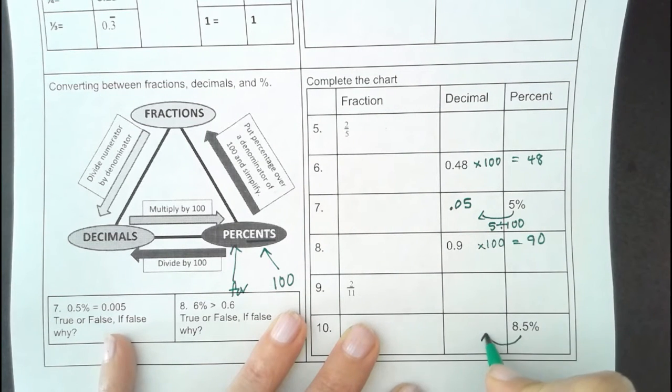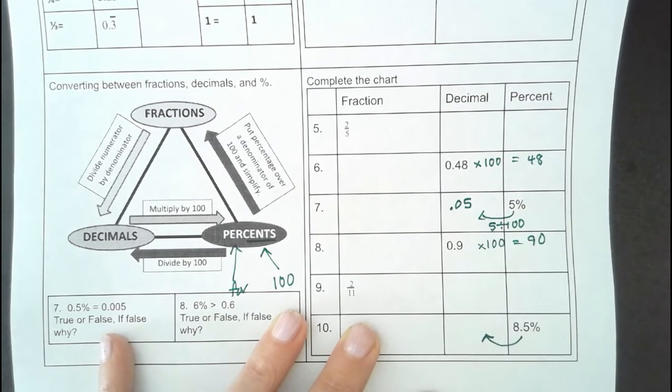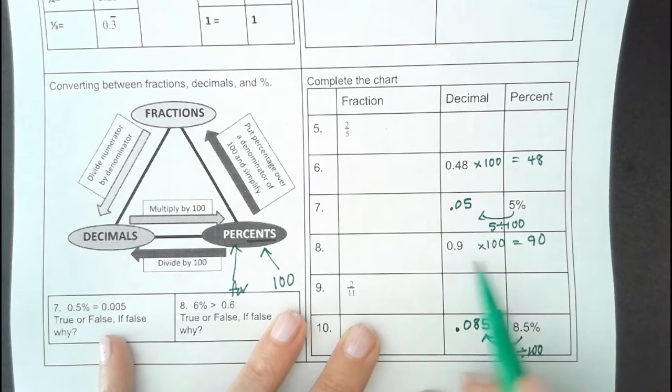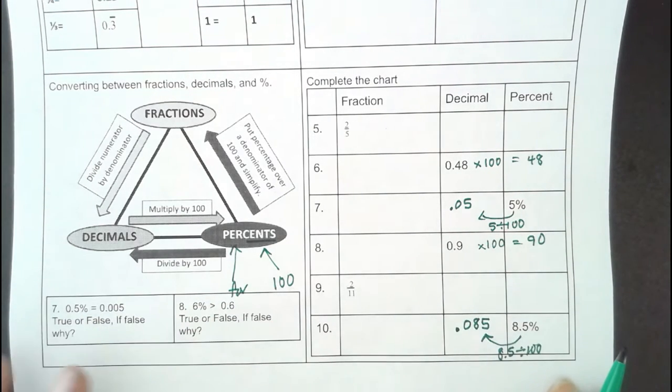Same thing here. I'm not just moving the decimal after the numbers. I'm doing 8.5 divided by 100. When you divide by 100, it moves that decimal over 2 times. So this is 0.85. So I kind of got the easy ones filled in.